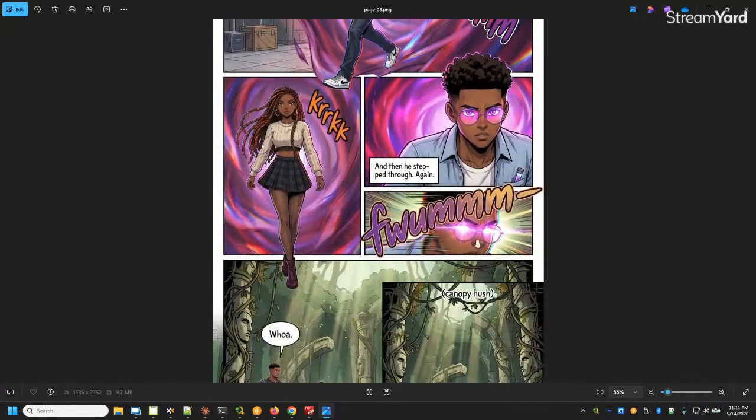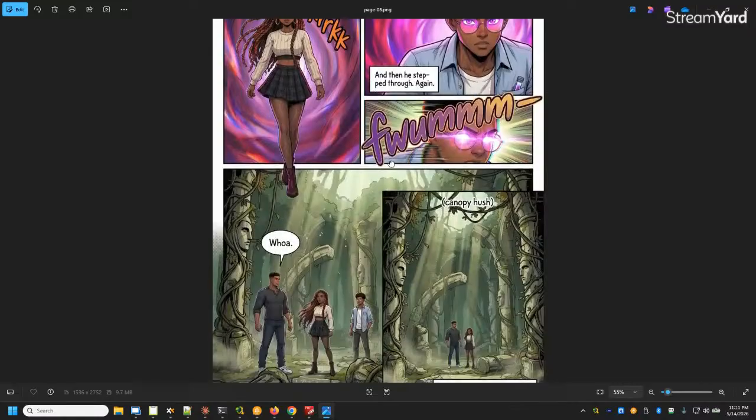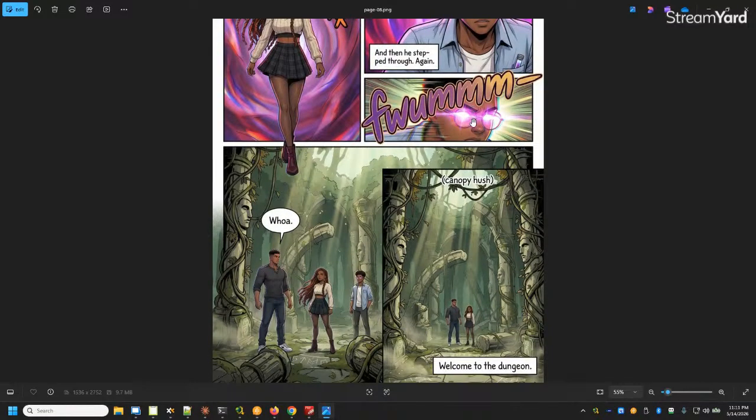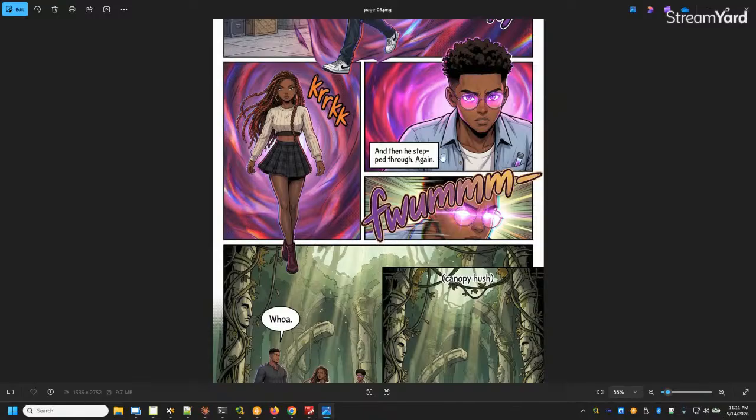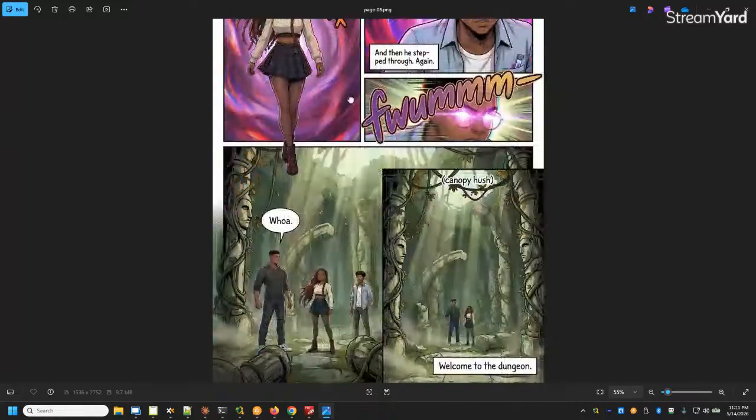All right, so they walk through the rift, and then he stepped through again. I don't know why his eyes are lighting up there. Maybe that could be him walking through, and it has that fast forward sort of effect you see in movies, like in Stargate. That wormhole when you travel through the wormhole. Okay, whatever. Whoa. Welcome to the dungeon.